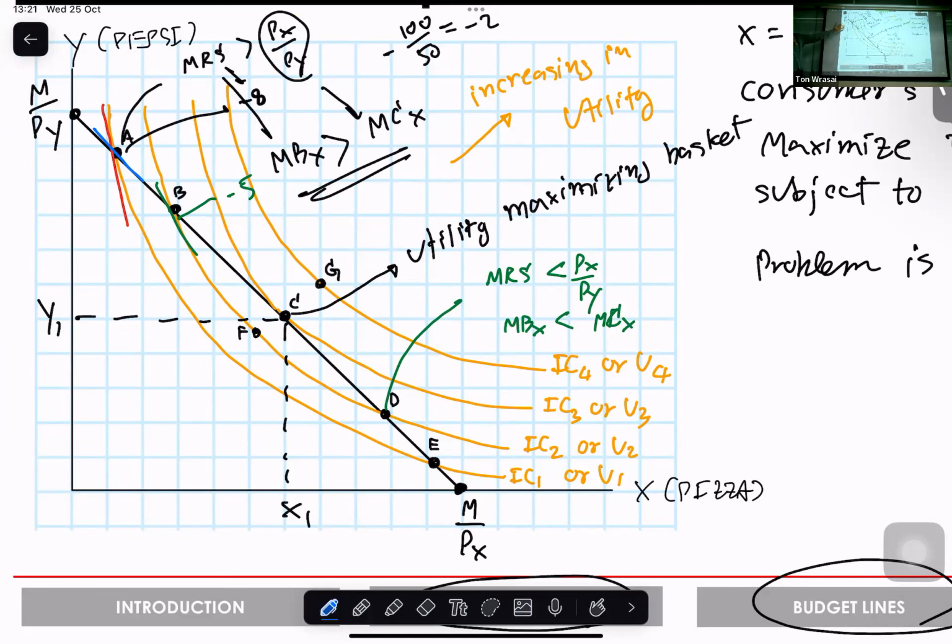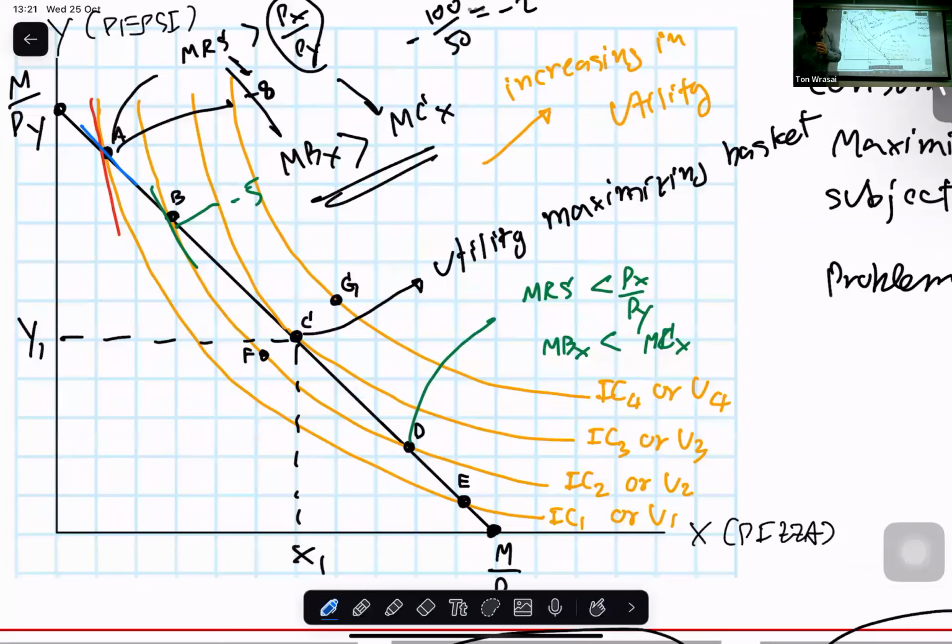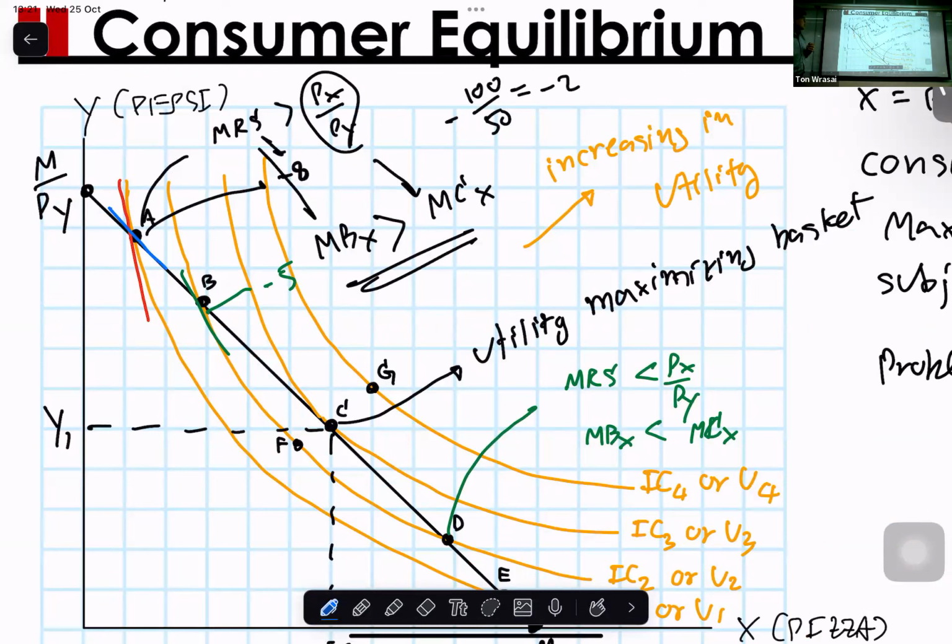And the illustration here also suggests that A is not a good choice. When we check with the rule that we have, this basket A does not fulfill the rule. Let's take a look at what happens at basket A. At basket A, slope of indifference curve is steeper than slope of budget line. So we can say that at basket A, MRS on the left is higher than price ratio on the right. It must be this condition.